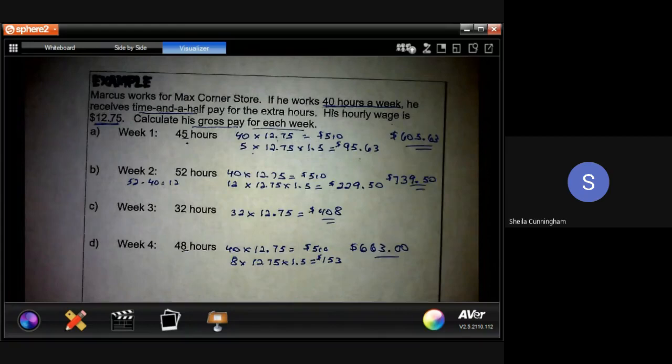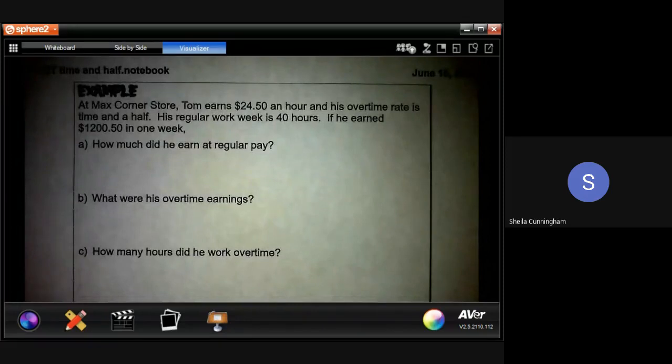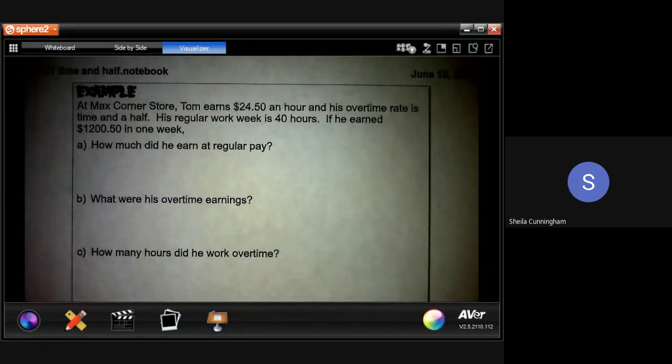Okay, let's look at another example. So at Mac's Corner Store, this time Tom earns $24.50 an hour, and his overtime rate is time and a half. His regular work week is 40 hours. If he earned $1,250 in 1 week, how much did he earn at regular pay?